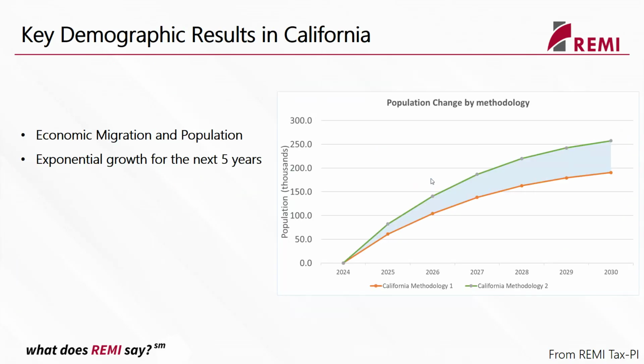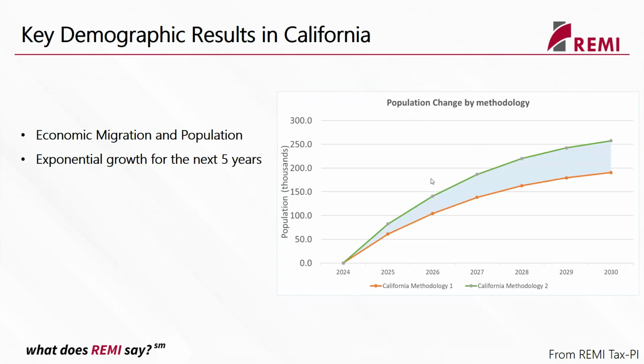So the next factor we analyzed is demographics. As a high income tax state, California stands to benefit significantly under this policy. Households now have more disposable income and greater buying power due to the higher SALT deduction cap. We believe this will directly impact California's economic migration rate.